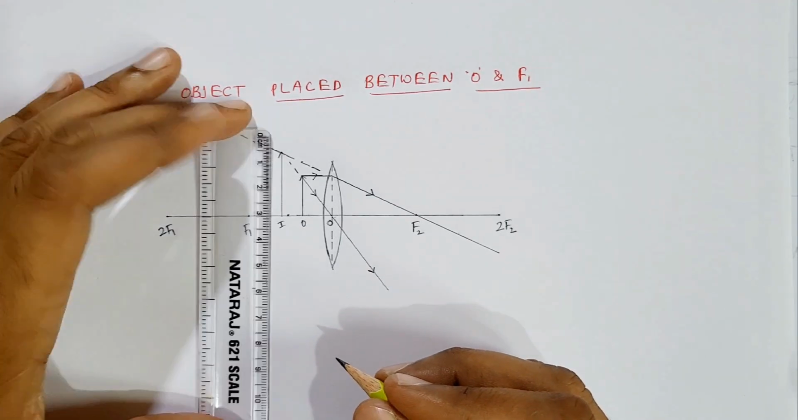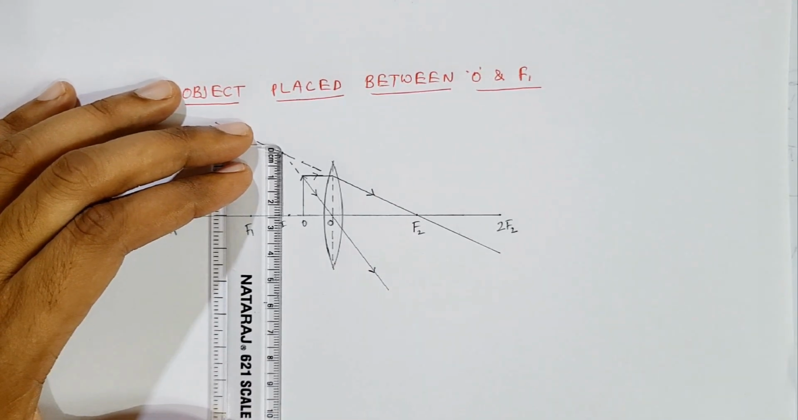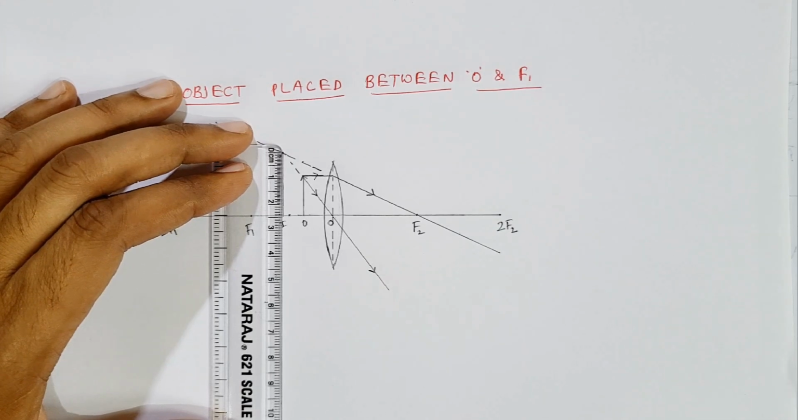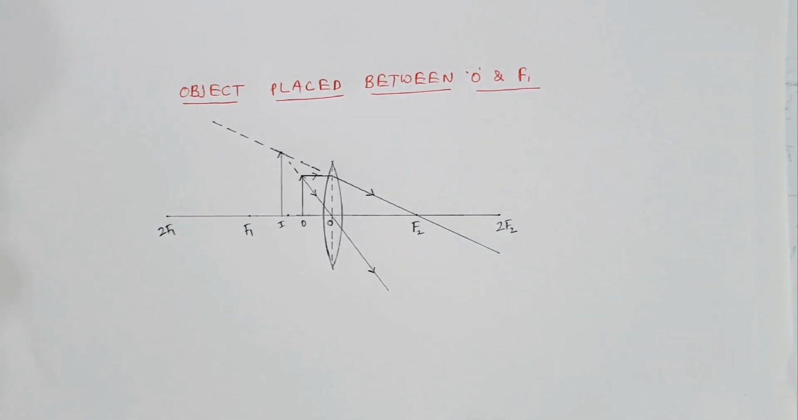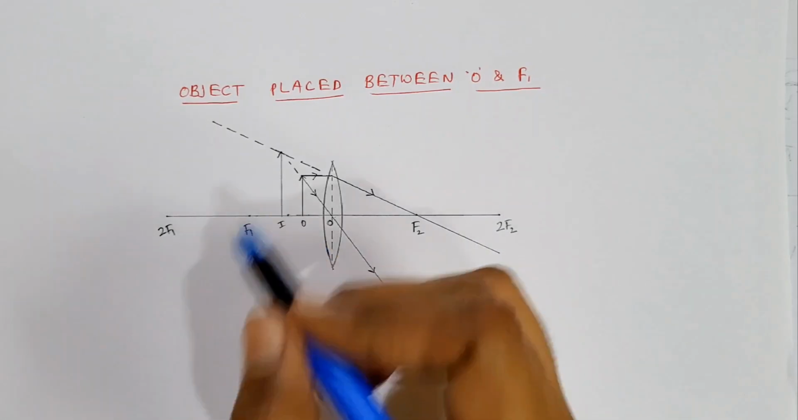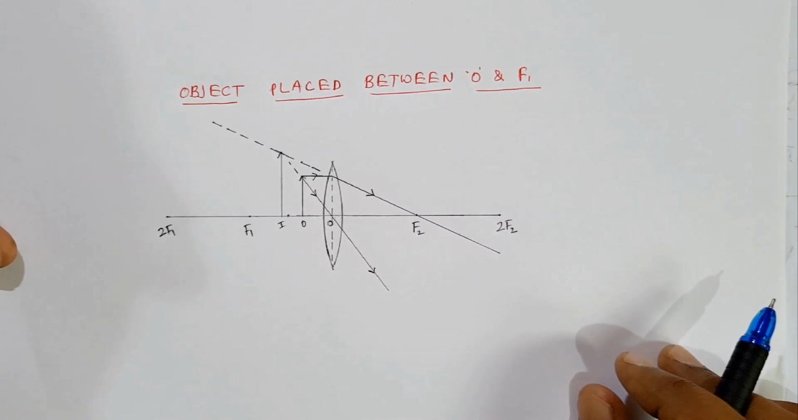Measure the height of the image now. Height of the image, how much we got? Again 2.4 centimeters. Correct? So, image is magnified image. Is the image inverted now? No, image is not inverted. Image is erect. Is the image real image now? Image is not real image now.